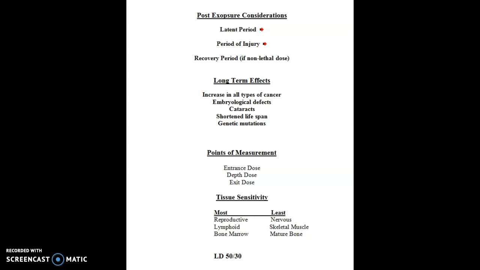Some of the long-term effects of radiation are an increase in all types of cancer, embryological defects, and I want to skip down to the bottom and talk about genetic mutations. The difference between an embryological defect and a genetic mutation is that an embryological defect affects that embryo. So typically in that case, you had a woman who was pregnant who was exposed to radiation, and something happened, say they had an extra arm or something when that baby was born.